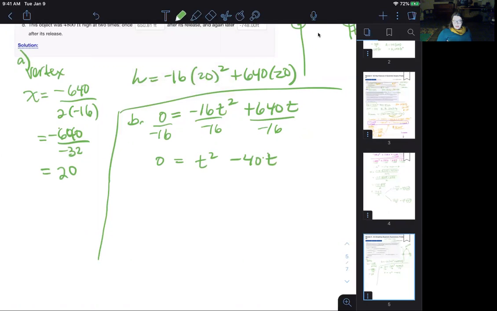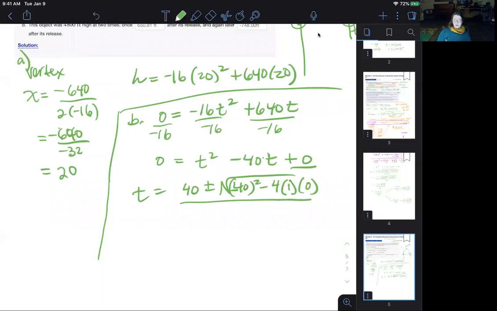So we're going to say t equals, and that's the same thing as x equals negative b, so that's 40 plus or minus the square root of negative 40 squared, which will still be positive, minus 4 times a, which is 1, times c, which in this case is 0. So you'll notice that some of that is going to go away. Once you multiply by 0, that part's gone. And then we're going to divide by 2 times a, which is 2 times 1.